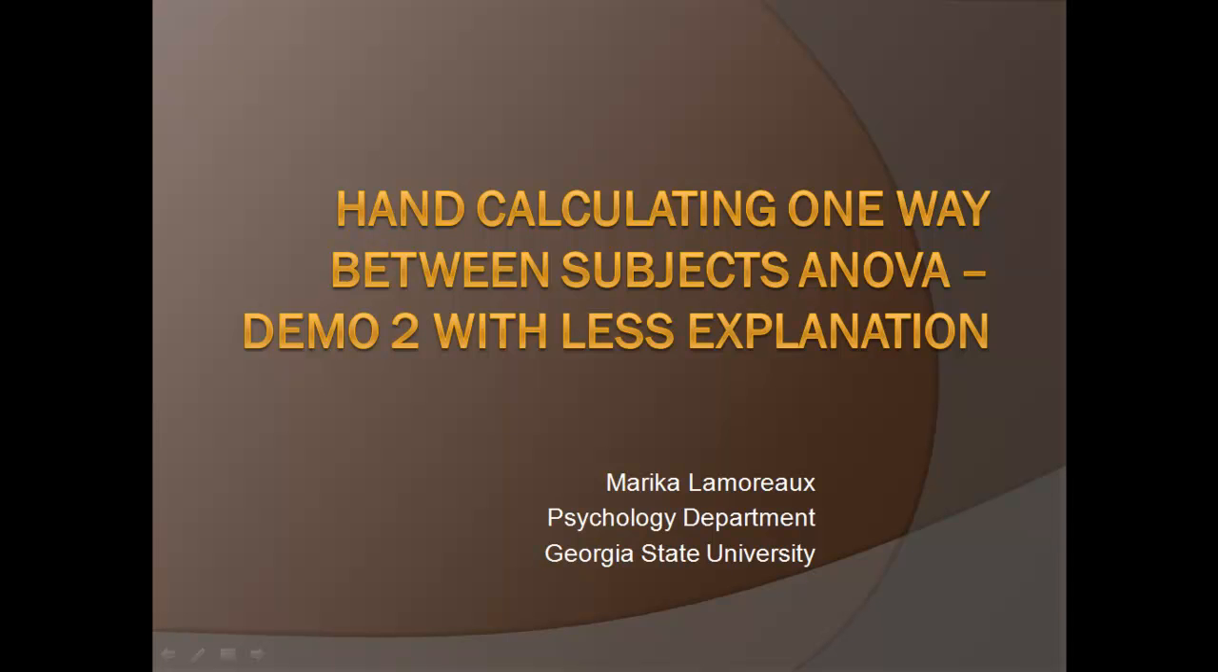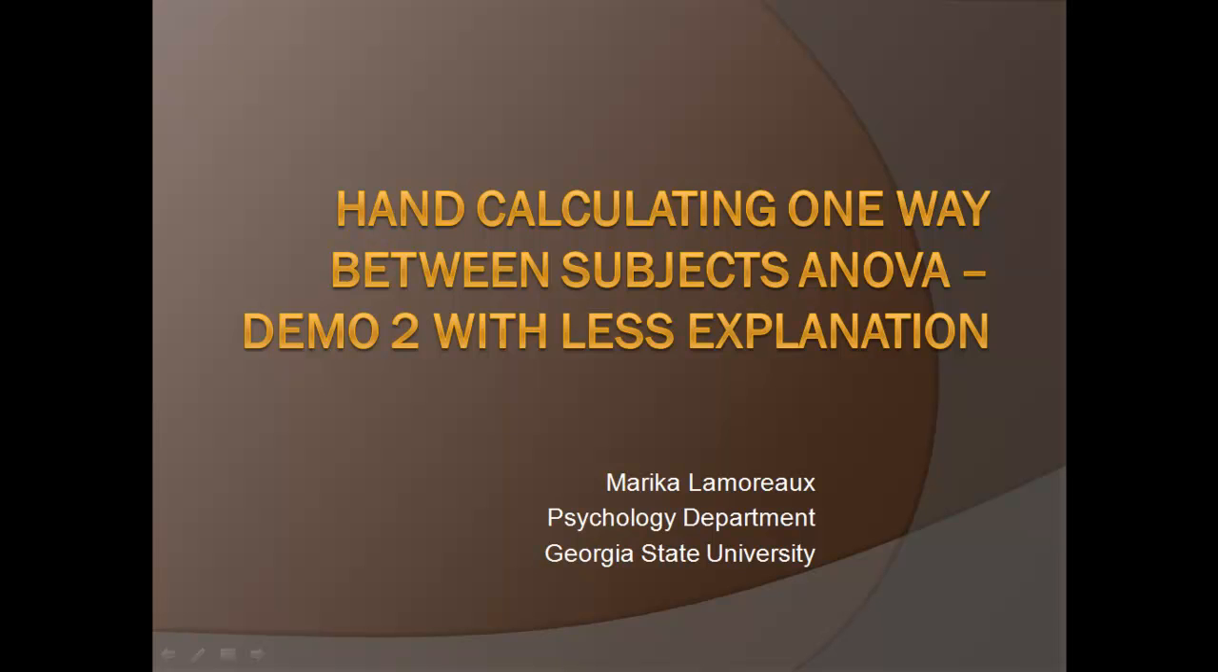I am going to assume that you have already watched the first video on how to hand calculate a one-way between subjects ANOVA, and in this video I will give much less explanation of every step of the process. And if you are feeling like you need more explanation, I encourage you to go back and watch the first demonstration again. This video is really intended to be just something else that people can use to look at to see all of the math and all of the steps, but without all of the explanation.